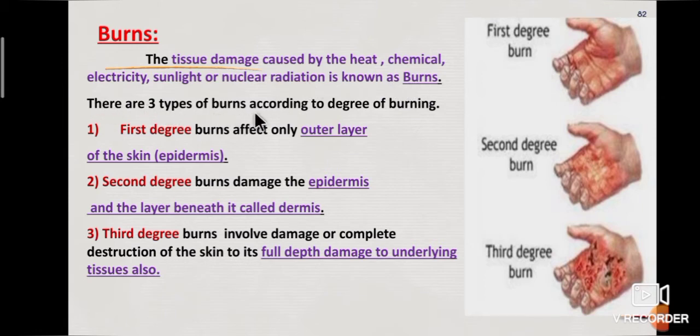There are three types of burns according to degree of burning. First one, first degree. Burns affect only the outer layer of the skin, otherwise called as epidermis. Second one, second degree. Second degree burns damage the epidermis and the layer beneath it called dermis.